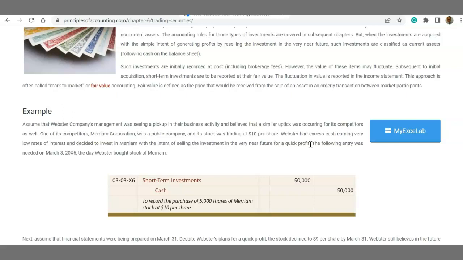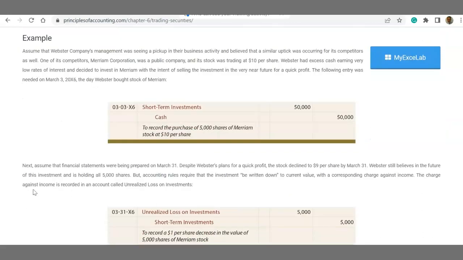You see, this is a short-term investment. The following entry was needed on March 2016, the day Webster bought stock in Miriam. So the short-term investment will be recorded for $50,000 investment in the stock, and cash will be paid to buy those 5,000 shares of this publicly traded company. Next, assume that financial statements were being prepared on March 31st.